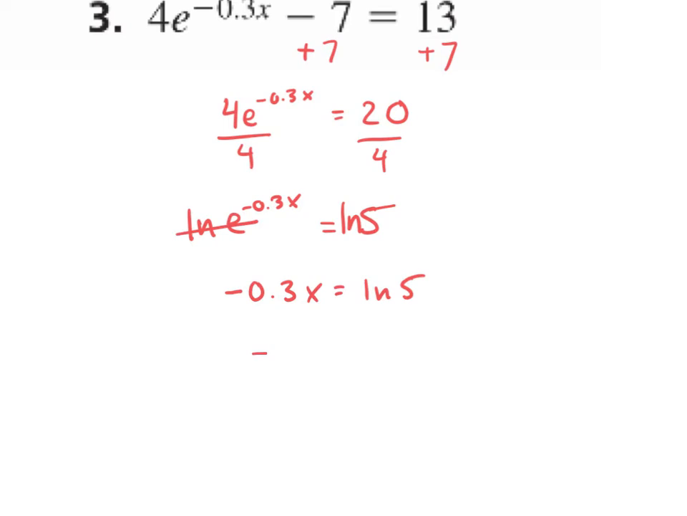What did you guys get for the ln of 5? 1.609. And then divide by negative 0.3. Negative 5.364.